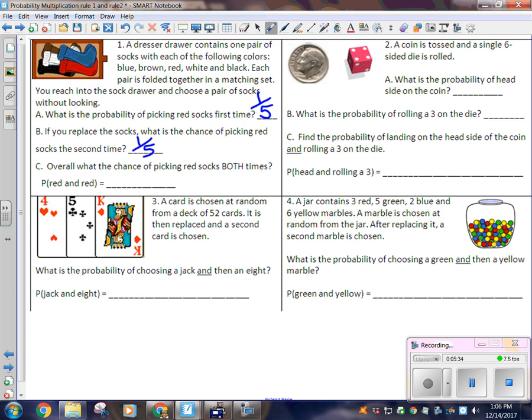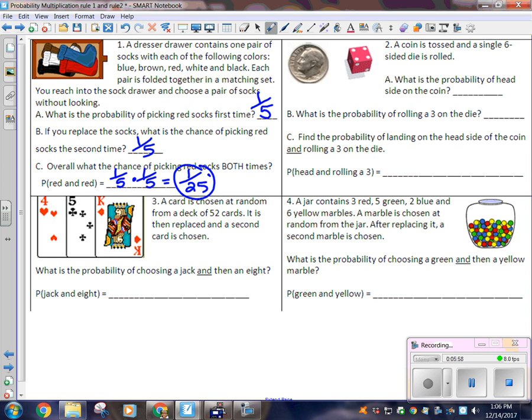Okay, it would be probability of red and another red. So you do each one independently. 1/5 for the first time times 1/5 the second time. The chances of getting red both times becomes what? 1 out of 25. You multiply the numerator, you multiply the denominator. Everybody good with that one? Are we good?